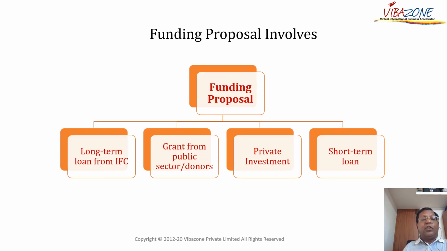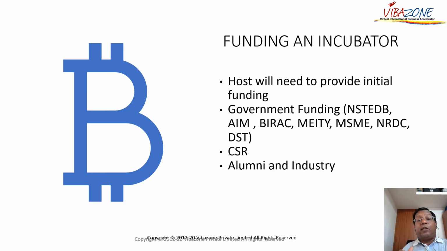Now, the funding proposal. You can get long-term loans, grants from the public sector or donors, private investment, and short-term loans. Initially, you need to start with your own, probably the parent institution giving you some funding to get you moving. Now, these are some of the places in India you can get some help. As I already said, the host should probably help you initially, then you can attempt government funding. There's a whole lot of them: AIM, BIRAC, MeitY, MSME, NRTC, DST. You can also look at CSR money. That's why it's important to get friendly with the local community so they will be able to support you.